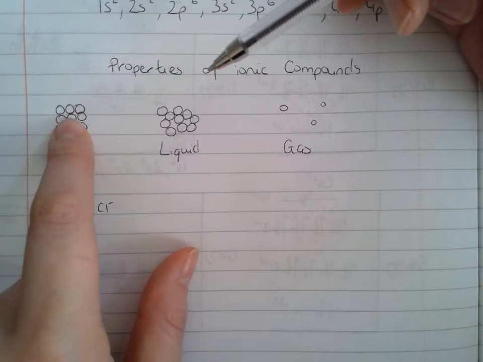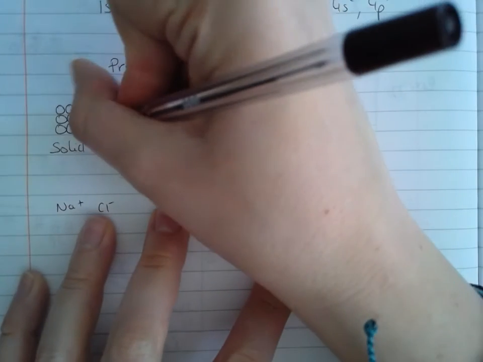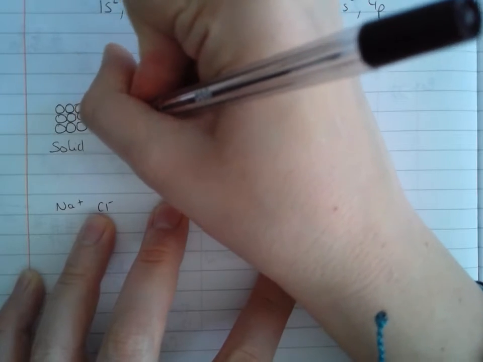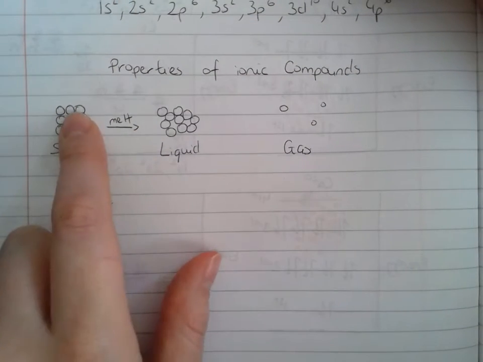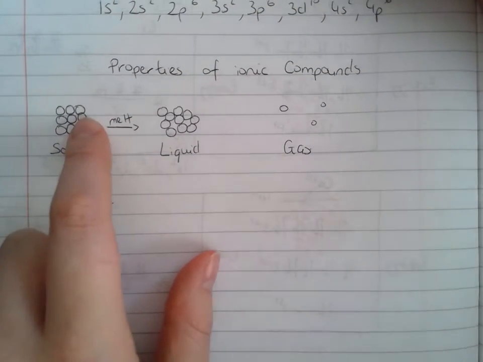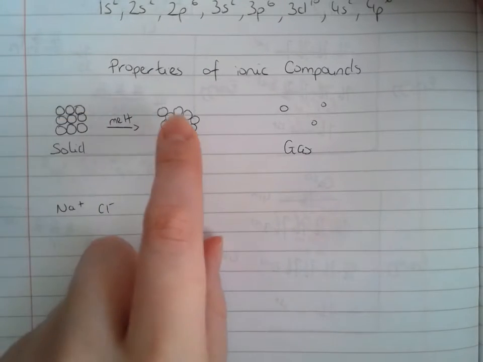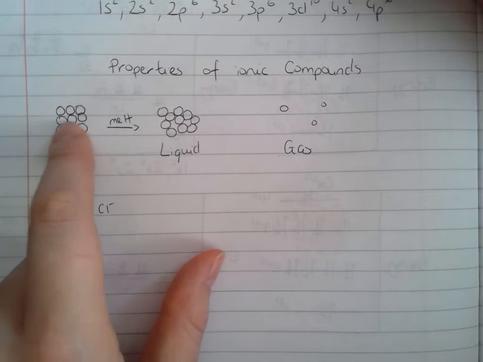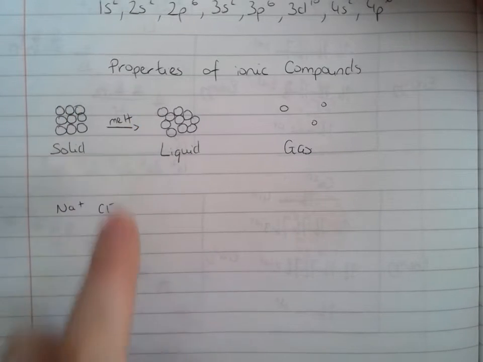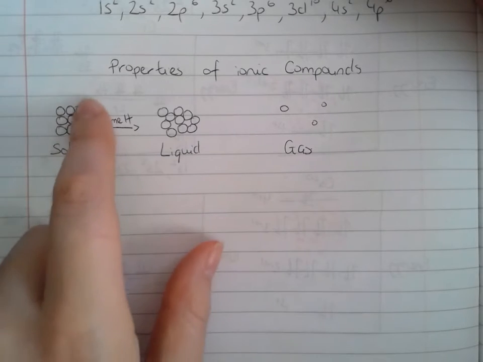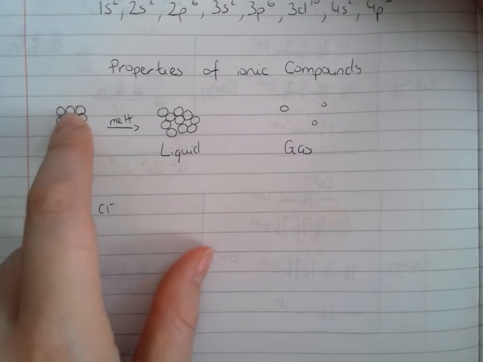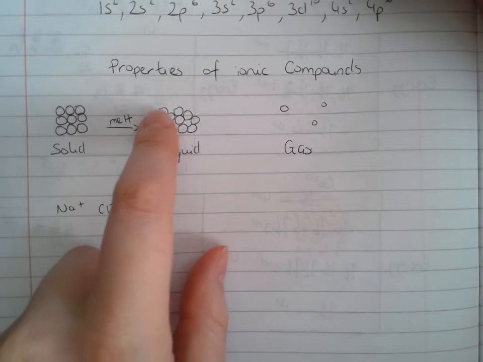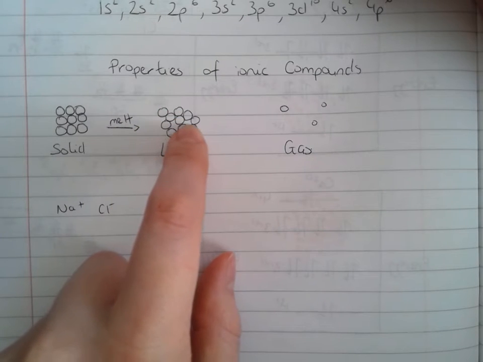If I wanted to go from a solid to a liquid, we know that state change is called melting. And when you go from a solid to a liquid, what you're actually doing is you're pulling those particles apart. You'll see in a liquid that those particles, although they're still touching, are further apart than they were when they were in a solid. In order to do this, you're going to have to put energy in to break those forces in the solid so that you can pull the particles further apart in a liquid.